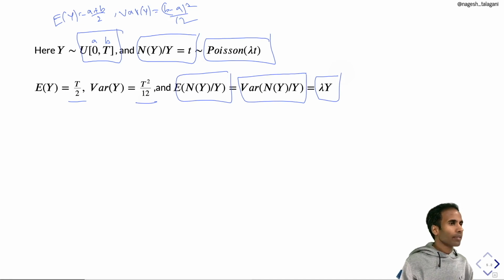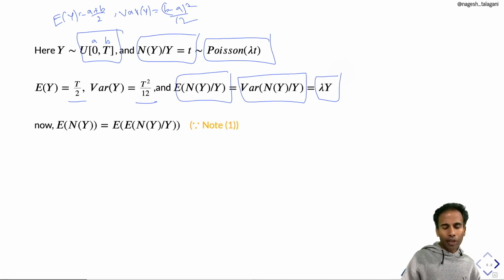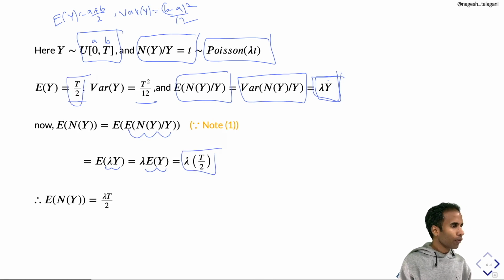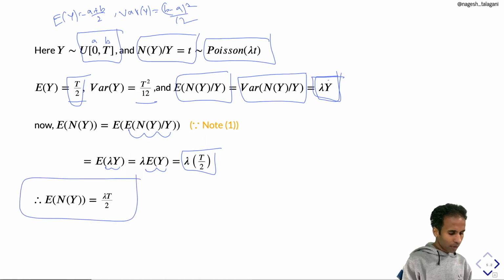Okay, fine. Now, the expectation of N(Y), by using note 1, is the univariate expectation of the conditional expectation. So I can write this as the expectation of the conditional expectation of N(Y) given Y. This conditional expectation of N(Y) given Y, we know, is lambda Y. So in the next step we can write the expectation of lambda Y. Lambda will come out, so lambda times the expectation of Y, and the expectation of Y we know is T by 2. So it's going to be lambda T by 2. Therefore the expectation of N(Y) is lambda T by 2. Fine. Okay. Next.